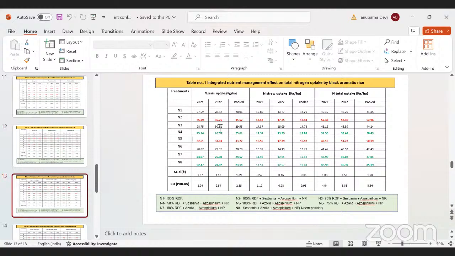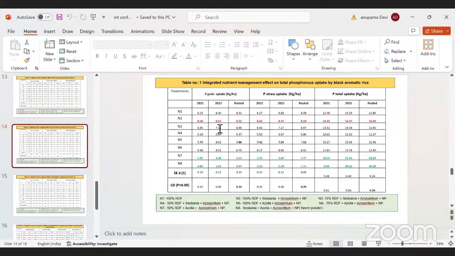And coming to the total uptake by the black rice, here the nitrogen grain uptake and nitrogen straw uptake is higher in the N2 and is par with the N5. But the lowest is in the N8, it is par with the N7 and the N4. Similar also follows in the total nitrogen uptake by the grain and the straw of the black rice.